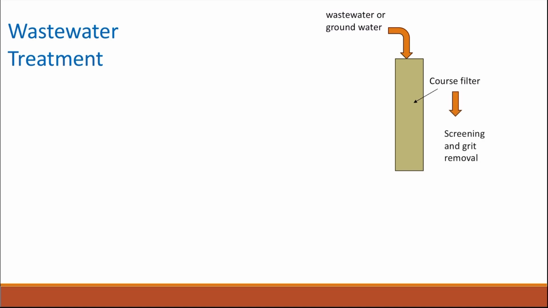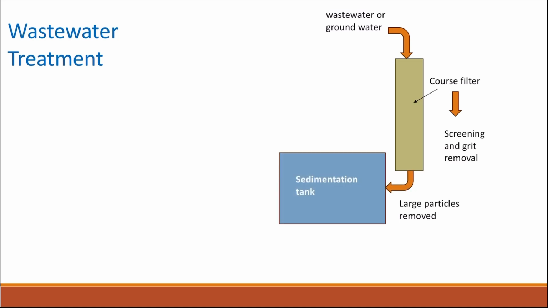To treat wastewater and change it into potable water, you need to do several steps. The first step is that the wastewater or groundwater has to go through coarse filters for screening and grit removal, where the large particles are removed. And then the water that comes out after the coarse filter is passed through a sedimentation tank.